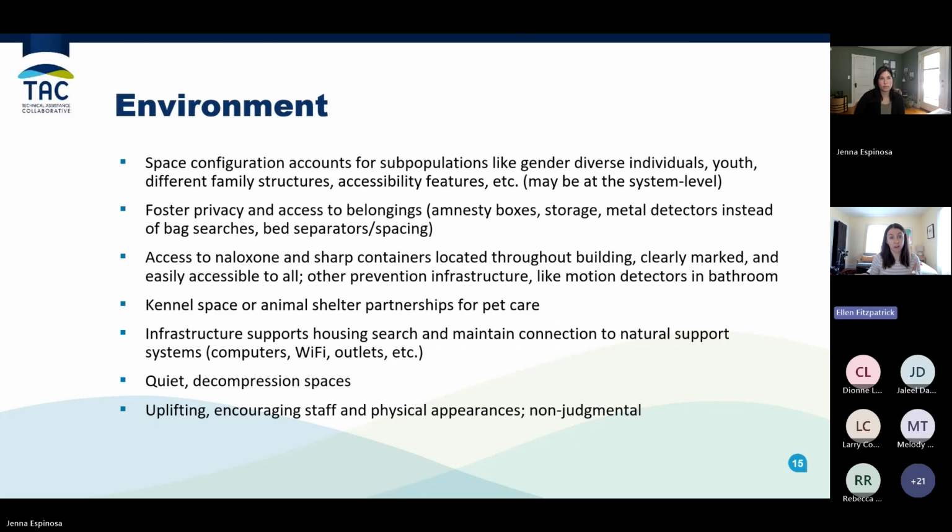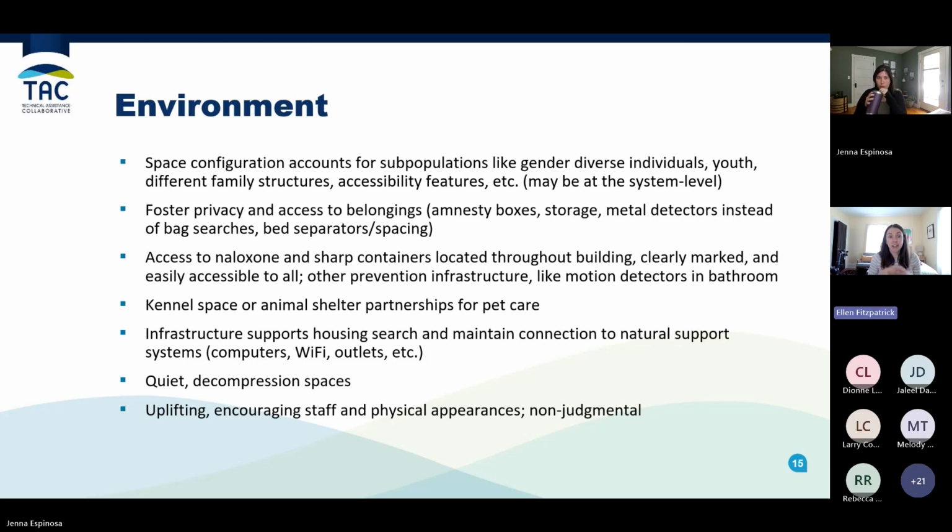Using metal detectors instead of searching people's bags. So, right, really, what are we looking for in a search? We're looking to make sure that people are going to be safe and not bring a weapon into the shelter. A metal detector can accomplish that without having to go through somebody's belongings, which can feel really demeaning, right? If anybody's been at the airport and had their bag chosen off of the belt, it does not feel great to have somebody dig through all of your stuff.